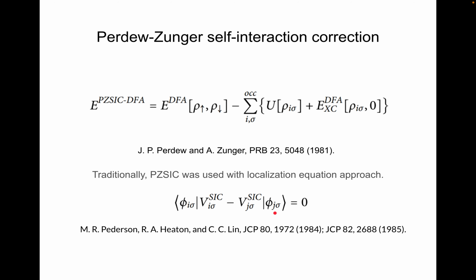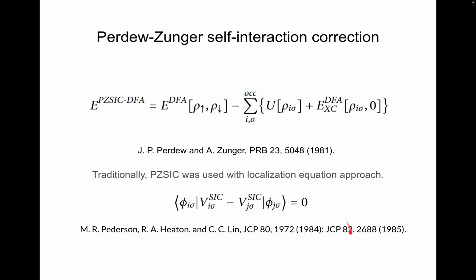And the orbitals obtained this way minimize the Perdew-Zunger SIC energy functional. That's the localization equation approach. Using the local orbital with the PZSIC has advantages, one of which is the size extensivity, and also you need it for the invariance of the total energy as well.